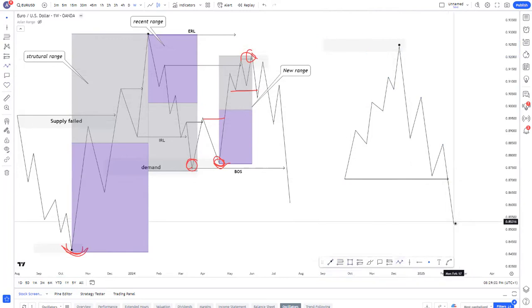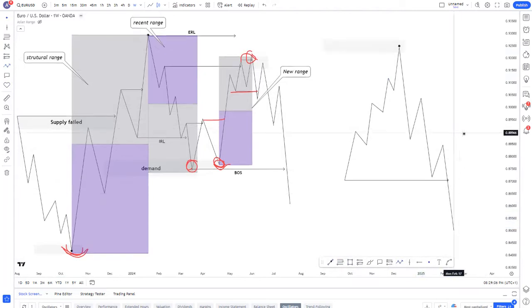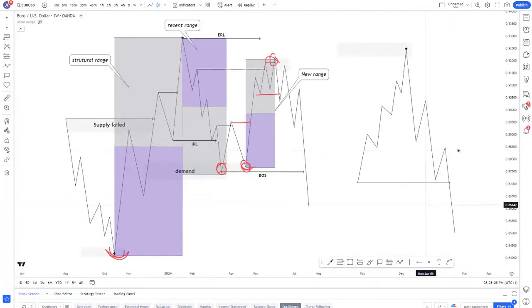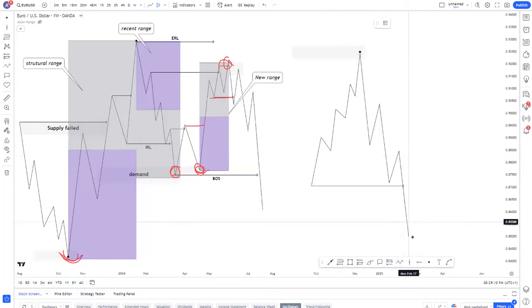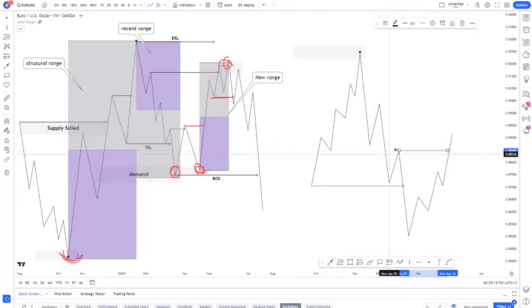So the moment price started reversing back, like this, and eventually price took out this. Do we have a break yet? No. Price only took out what?